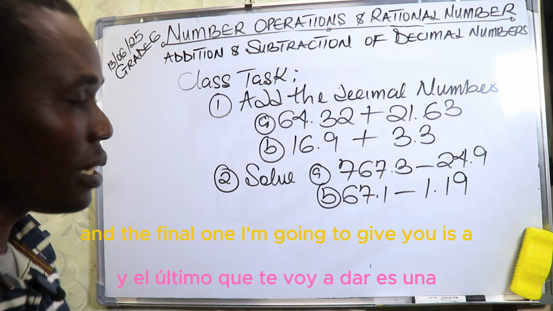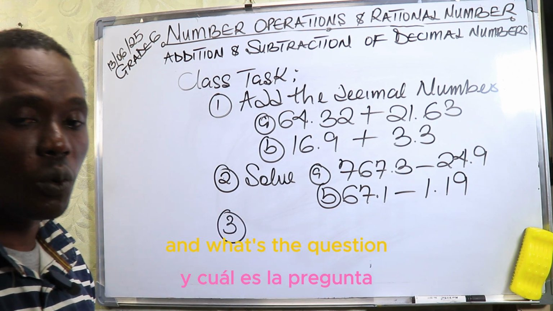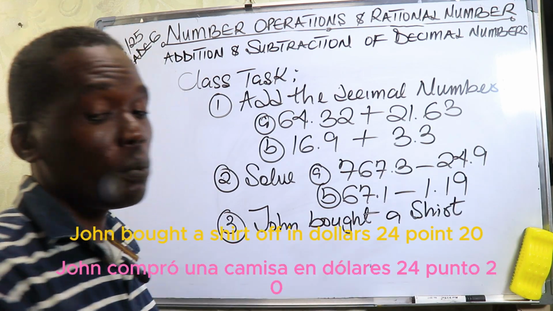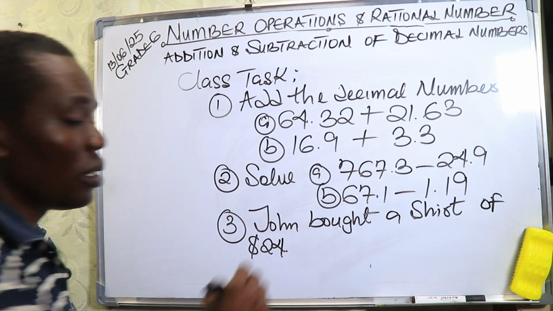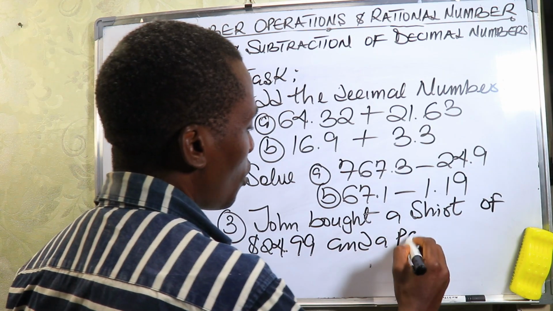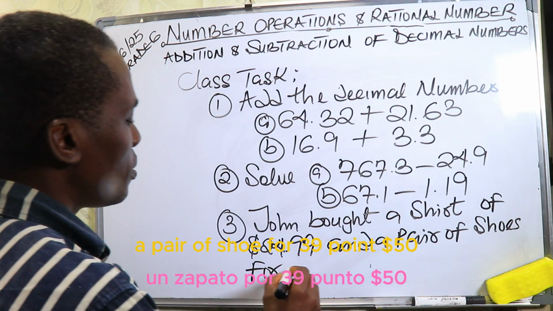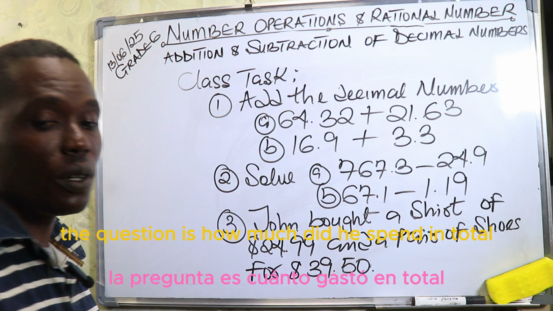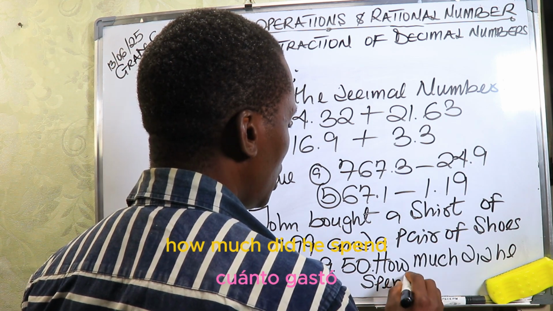And the final one I'm going to give you is a word problem. And what's the question? John bought a shirt of, in dollars, $24.99, and a pair of shoes for $39.50. The question is, how much did he spend in total?